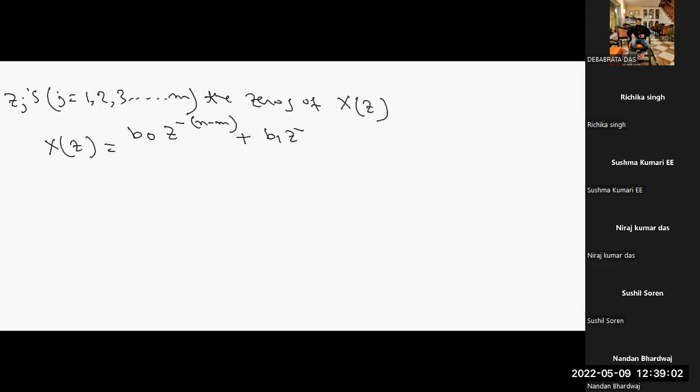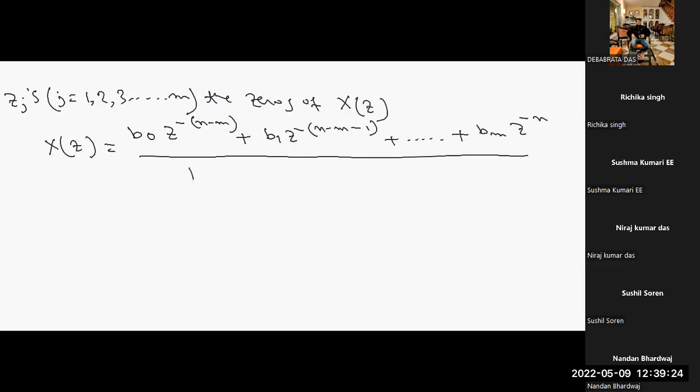So that is b1 z to the power minus (n minus m minus 1) plus dot dot dot, continuing, bm z to the power minus m, divided by 1 plus a1 z inverse plus a2 z inverse squared plus dot dot dot plus an z inverse to the power n.